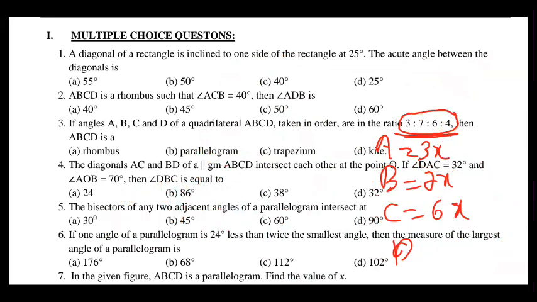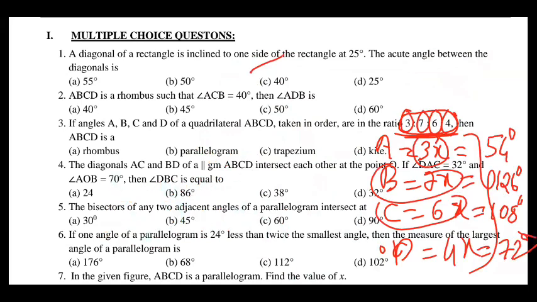Rectangle banne ke liye kya chahiye tha hame? Rectangle ke liye 4 sides hai, lekin it should be 90 degree, right? Oh, rectangle. Yeah. But what did we get here? A, B, C, D.